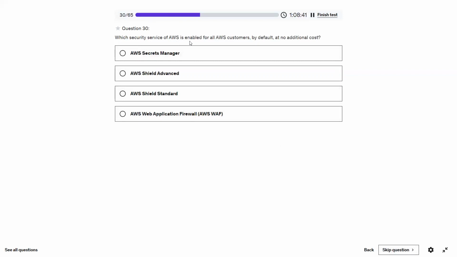Which AWS security service is enabled for all AWS customers by default with no additional cost? Secrets Manager is to store secrets, so no. Firewall is not automatically enabled. AWS Shield is to prevent DDoS attacks. In Shield we have two options: Standard and Advanced. Advanced is paid. Standard is automatically enabled by default for AWS customers to protect AWS applications from DDoS attacks.